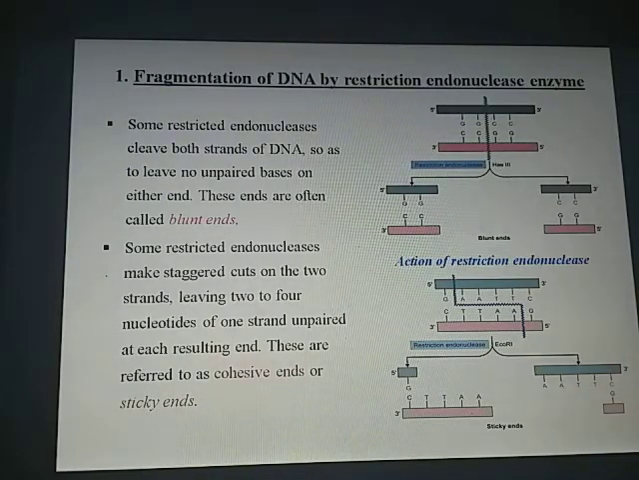Some restriction endonucleases cleave both strands of the DNA so as to leave no unpaired bases on either end. These ends are called blunt ends. Some restriction endonucleases make staggered cuts on the two strands, leaving 2 to 4 nucleotides of one strand unpaired at each resulting end. These are referred to as cohesive or sticky ends. Cohesive or sticky ends are formed by the action of the enzyme EcoRI, and blunt ends are formed by the action of the enzyme HaeIII.